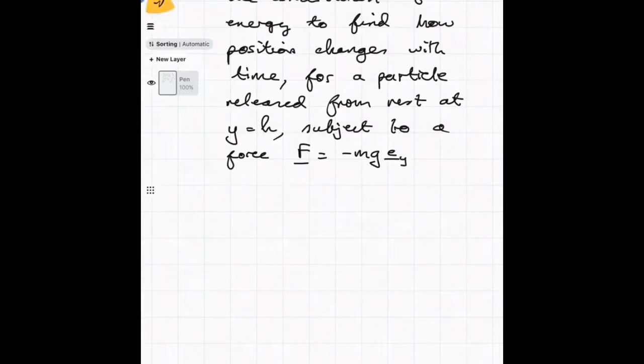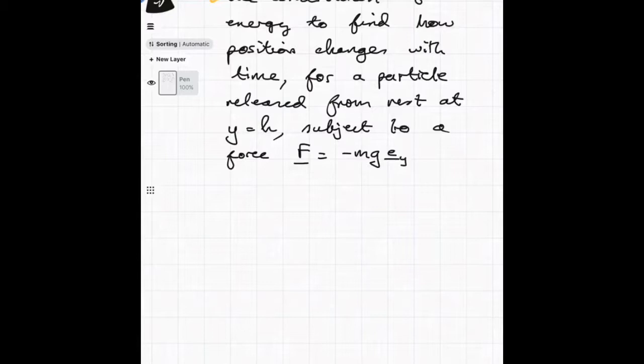So the question we're looking at the moment is the following. Use conservation of energy to find how position changes with time for a particle released from rest at coordinate y equals h, subject to a force F equals minus mg in the y direction. So this is a familiar kind of problem, a familiar setup, just to demonstrate this idea. We could have gone for a more complicated problem, but this is just so that we can understand what's going on.